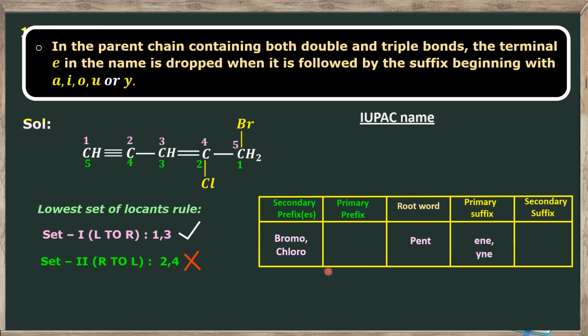IUPAC name, this is very important one. In the parent chain containing both double and triple bonds, the terminal E in the name is dropped when it is followed by the suffix beginning with A, I, O, U or Y. See here, 5 bromo, 4 chloro, pent, third carbon atom is bearing double bond, so 3-en, 1-yne. Here E from the word ENE is dropped. Why? Because here it is followed by the suffix beginning with Y. For that reason here E is dropped.